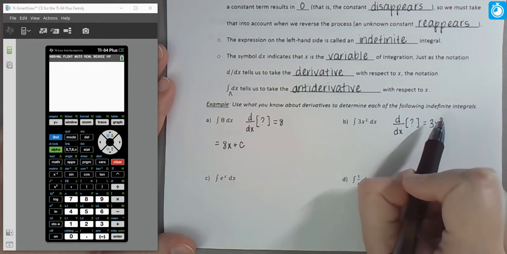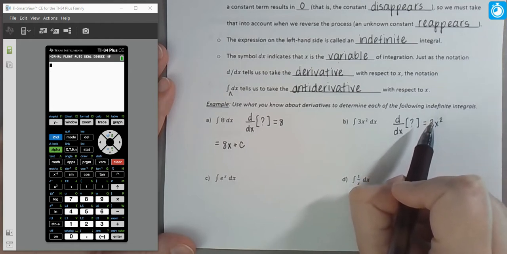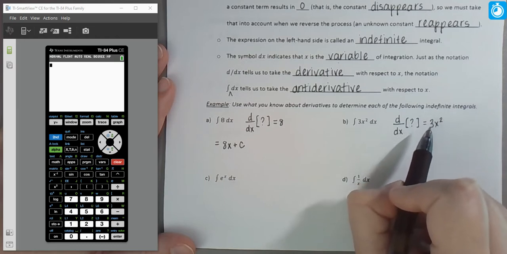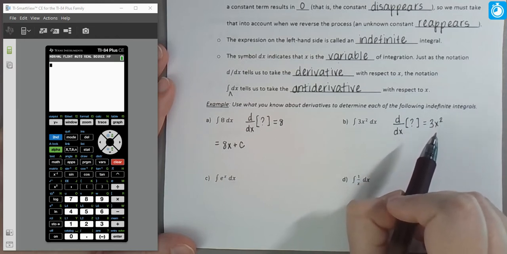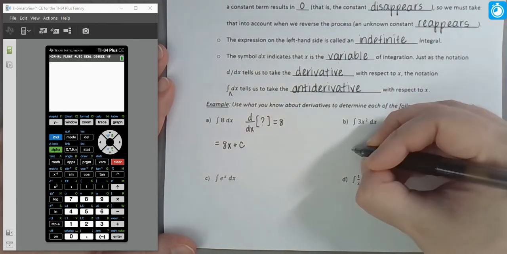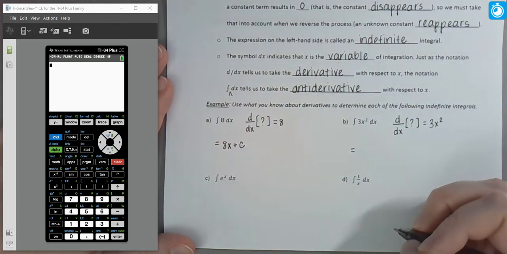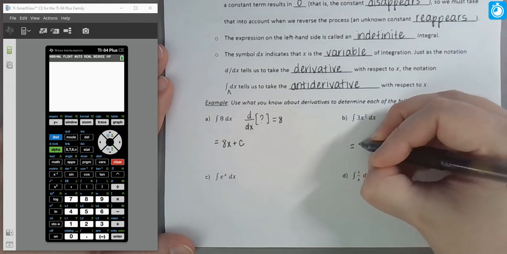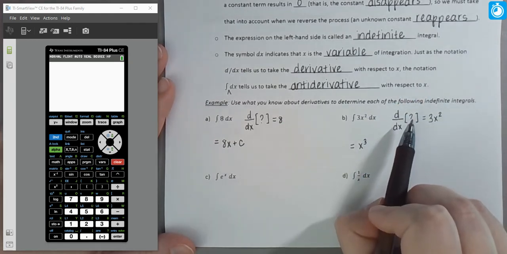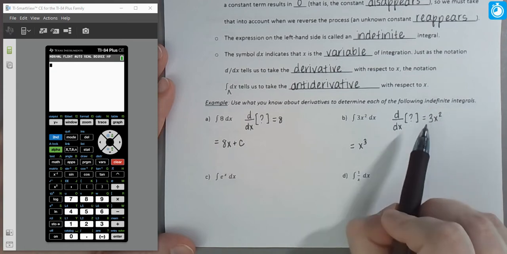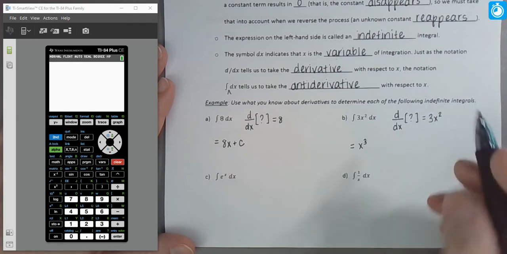Well, if we started with an exponent of 3, that would bring down a factor of 3, and then we would decrease our exponent by 1. So that means our antiderivative is going to be x cubed. X cubed would be the function that we would differentiate that would result in a derivative of 3x squared.